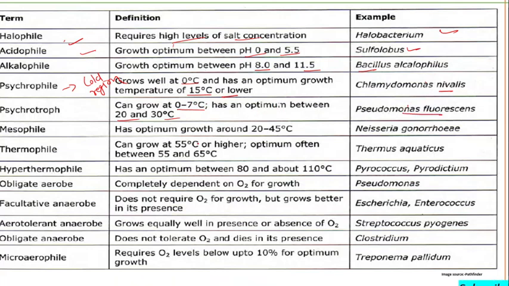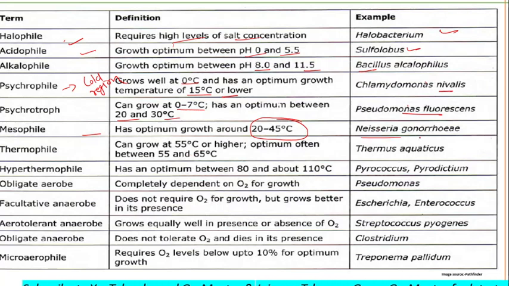Pseudomonas fluorescens, a mesophile, grows at an optimum temperature of 20 to 45 degrees Celsius. Neisseria gonorrhoeae, a thermophile, can grow at 55 degrees Celsius or higher, and the optimum is often between 55 to 65 degrees Celsius. Thermus aquaticus, a hyperthermophile, has an optimum between 80 and about 110 degrees.